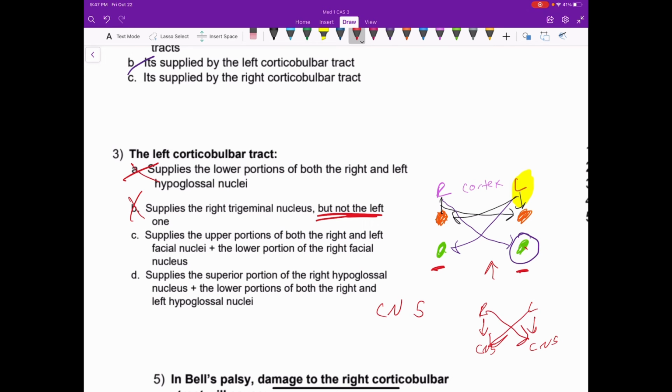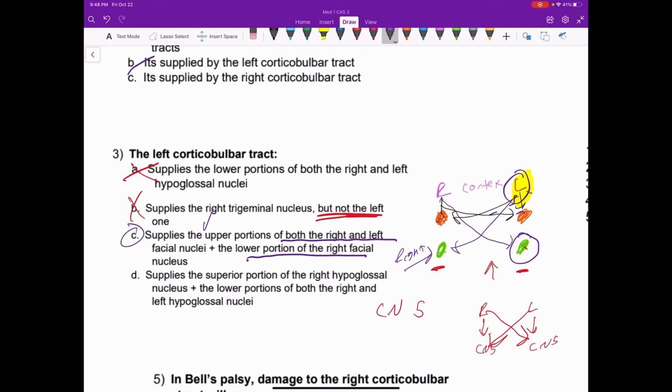Okay? Does it supply the upper portions of both the right and left facial nuclei, and the lower portion of the right facial nucleus? Oh, here we go. Starting from over here, yes, the right side, and we're going to the left side. So the first part is good. Is it supplying the lower portion of the right facial nucleus? Yes, it is. Right side of the lower facial nucleus. So boom, this answer is correct.